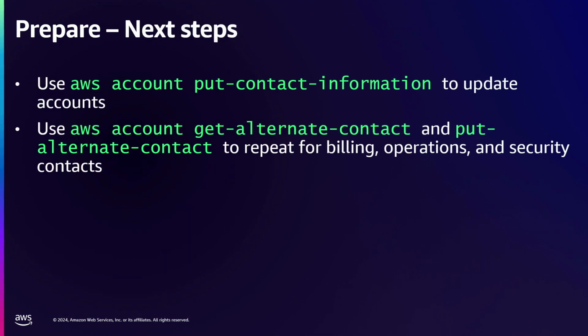Next steps for this would be to use, if you like, the AWS account put contact information command to programmatically update the environment with the correct values. If you're using alternate contacts for billing, security, and operational purposes, you can use these commands, AWS account get and put alternate contact, to check and update those. And a feature launch for AWS Organizations at the end of last week now allows you to update the root email address on member accounts of your organization.